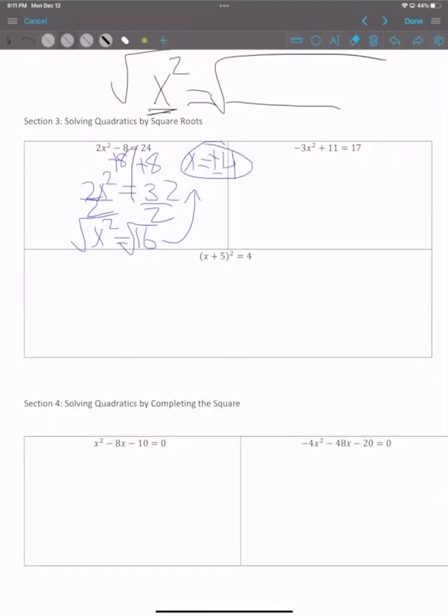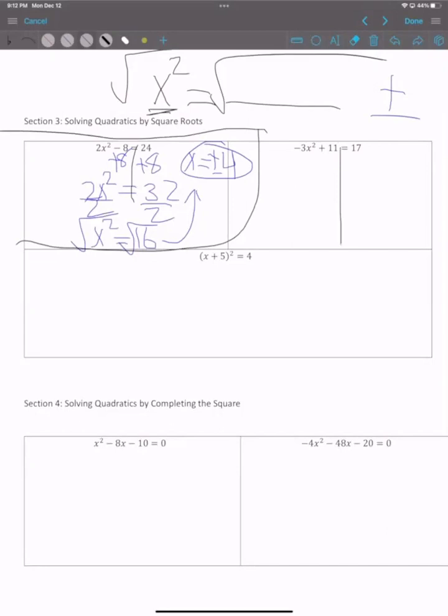So two kind of big things to remember: get x squared, or what's up to the second power, by itself before you square root both sides. And then also don't forget your plus or minus. Easy to do. I'm guilty of it myself. Don't tell anyone or they'll take my math card away.